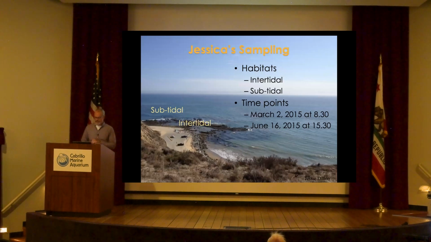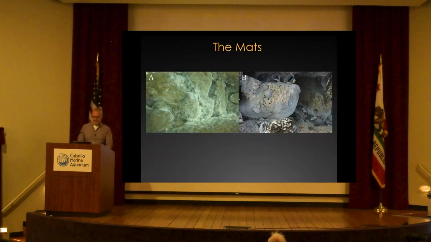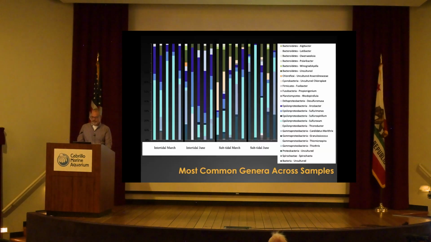So she also sampled at White Point, and she sampled in March and June of 2015 in the intertidal and subtidal. One of the reasons we had this question is that you can notice the subtidal mats are very fluffy and feathery looking, whereas in the intertidal we often get a film that forms, but it doesn't have those fluffy filaments. That is probably because of wave action in the intertidal, right? So it washes away those filaments potentially.